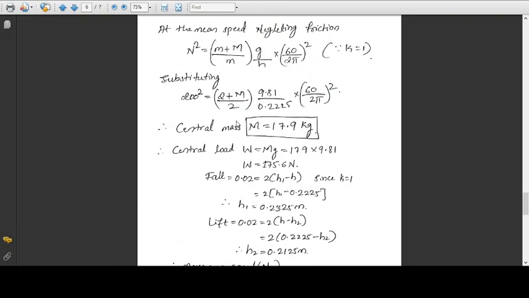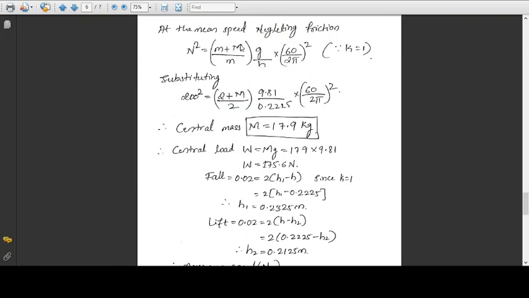Now at the mean speed, neglecting the friction, we can write the equation of the speed as n square equal to (m plus capital M) divided by m into g by h into (60 by 2 pi) whole square. Here again we are ignoring that term 1 plus k, because the value of k is 1 here, because tan alpha is equal to tan beta. Now substituting the values, here we know the value of n, we know the mass of the ball, we know the value of g, that is acceleration due to gravity, and we have calculated h.